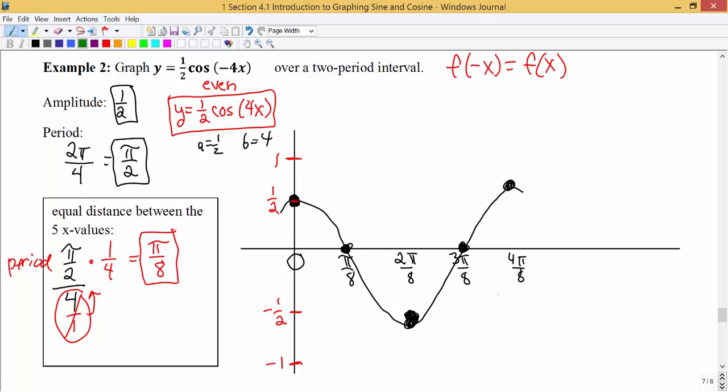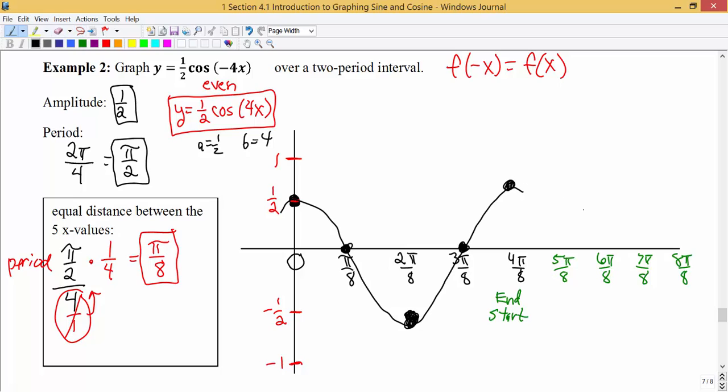And remember that the ending point for one cycle is the starting point for the next. So we're going to keep going, and we're going to add pi over 8 again, so that would be 5 pi over 8. And we're going to add pi over 8 again, so we get 6 pi over 8, 7 pi over 8, and I think we need one more, 8 pi over 8.